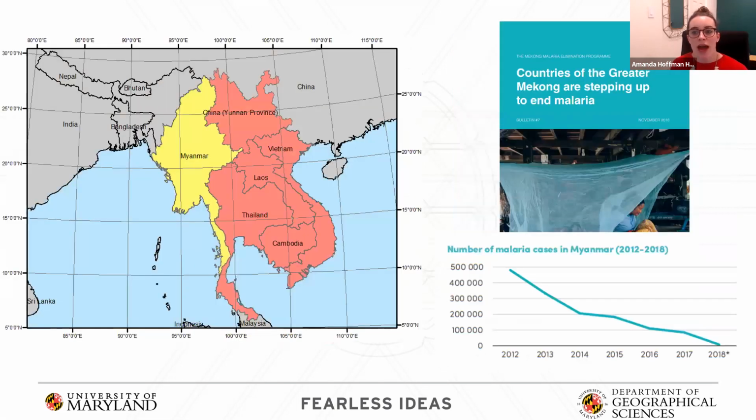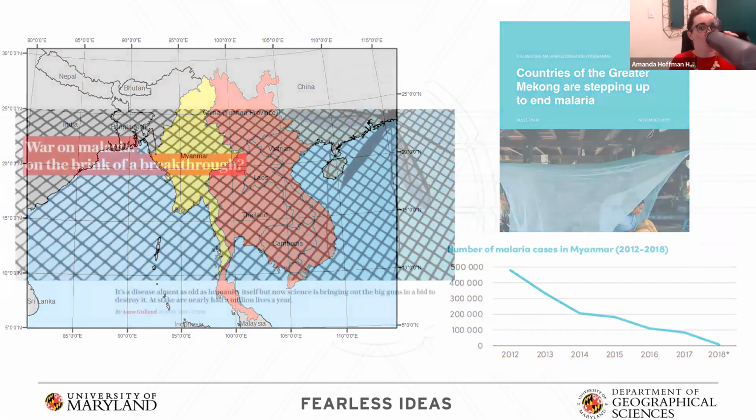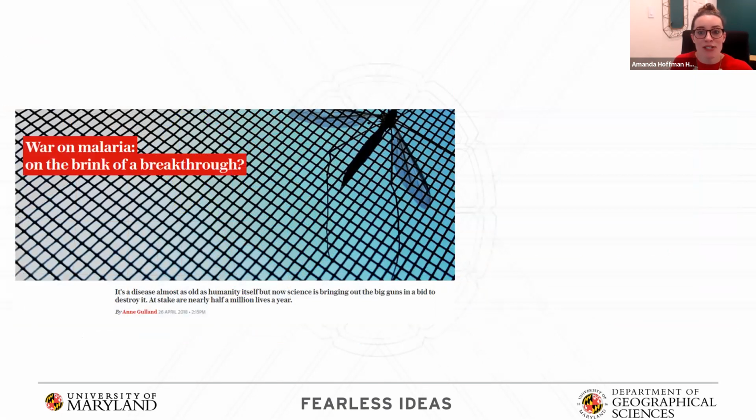Where some of this impact has been felt the strongest is within the greater Mekong subregion, where malaria cases have been falling dramatically. In particular, the country of Myanmar has been a success story, with a decrease of 82% of malaria cases in the country since 2012. For Myanmar, this is really exciting. They're very close to eliminating malaria within the country.